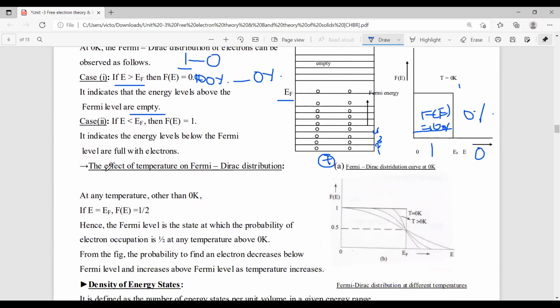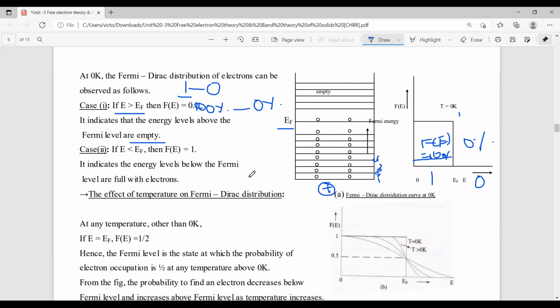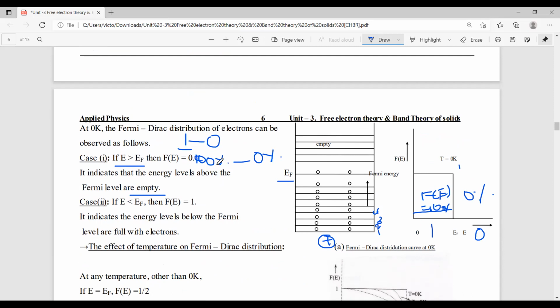So this is about the Fermi-Dirac distribution function. In the next session we will discuss how the Fermi-Dirac distribution function varies with temperature. Actually, till now we have discussed the Fermi-Dirac distribution function at 0 Kelvin only. But as the temperature decreases or increases, what are the changes other than at 0 Kelvin, and how will the Fermi function vary? That is discussed in the further section.